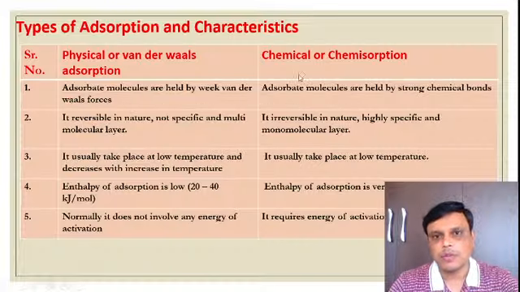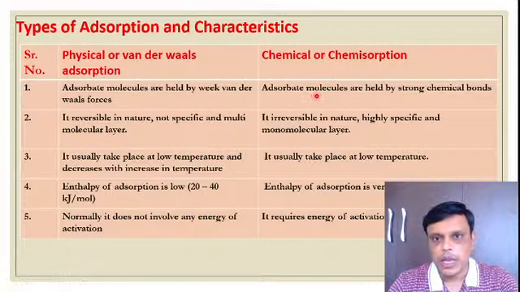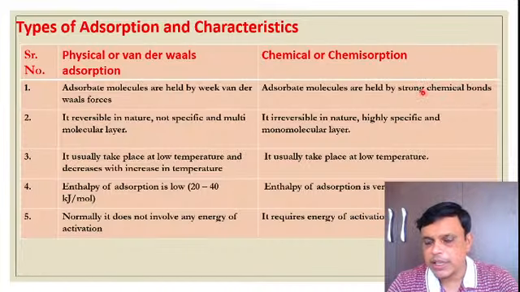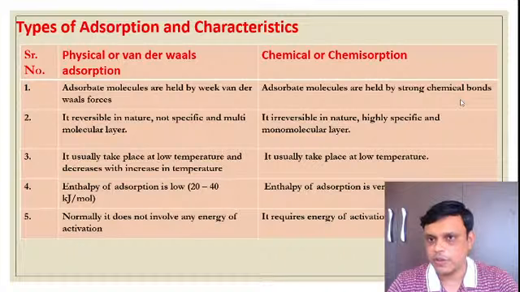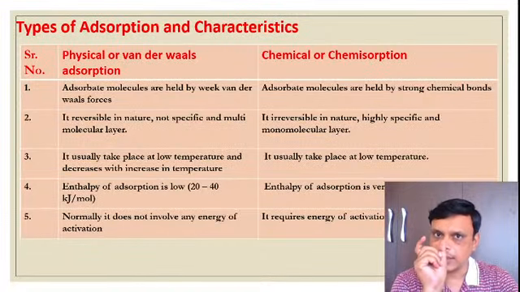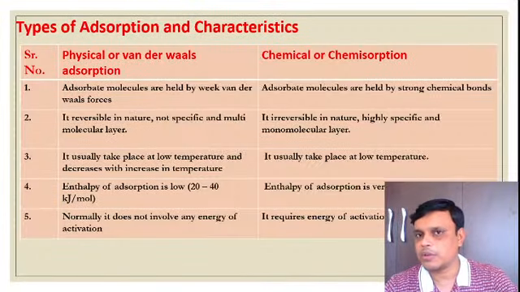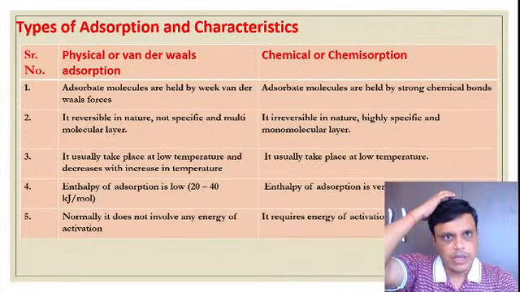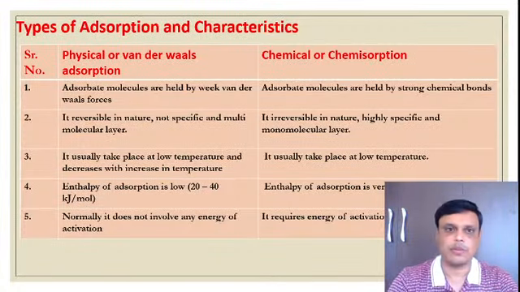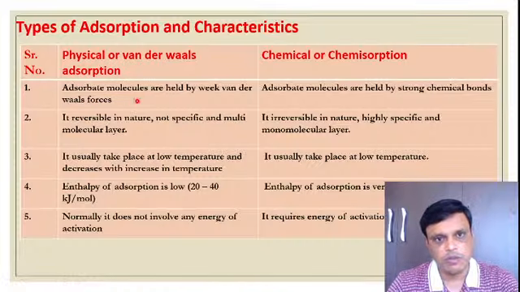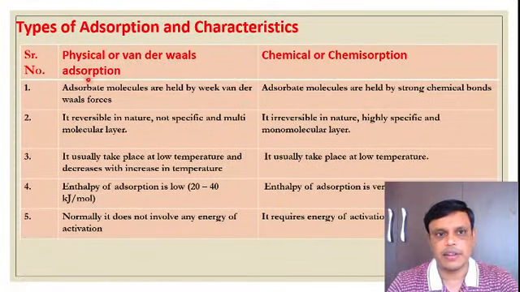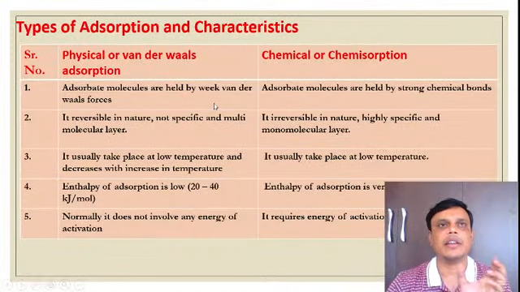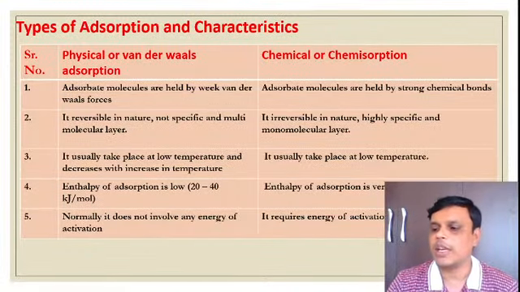So the first point is, in physical or van der Waal adsorption, adsorbate molecules are held by weak van der Waal forces. Now in case of chemical adsorption or chemisorption, adsorbate molecules are held by strong chemical bonds. So here a chemical bond is present between gas molecule and solid surface. Due to the presence of the chemical bond, that type is called chemical adsorption or chemisorption. So this is the first characteristic, related to the interaction or bond present between solid and gas.